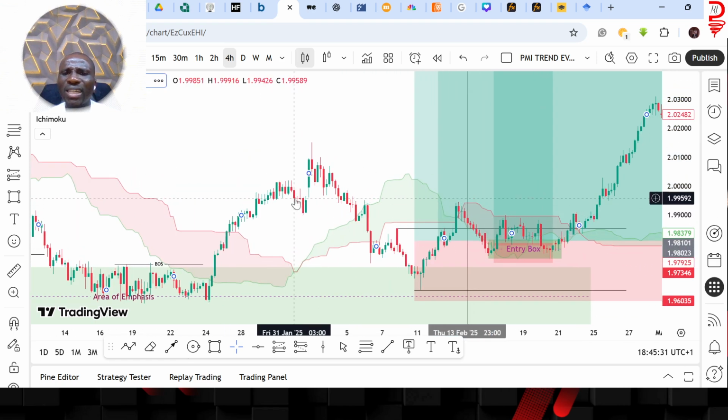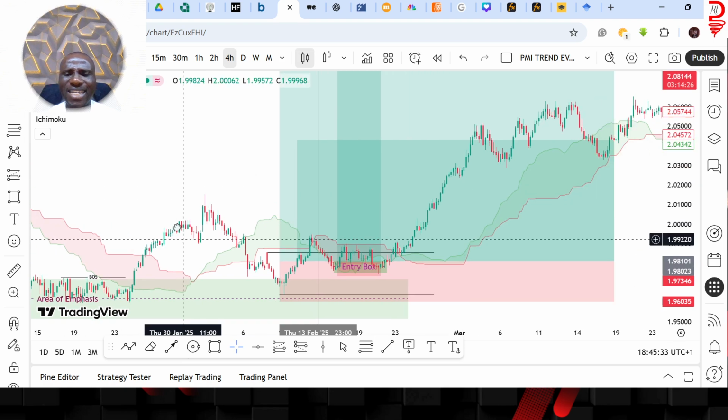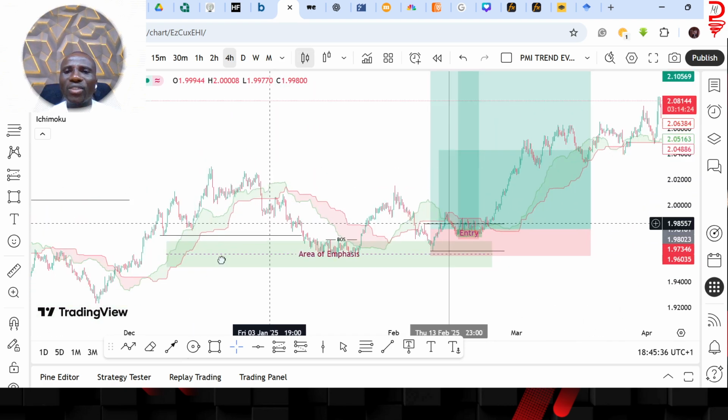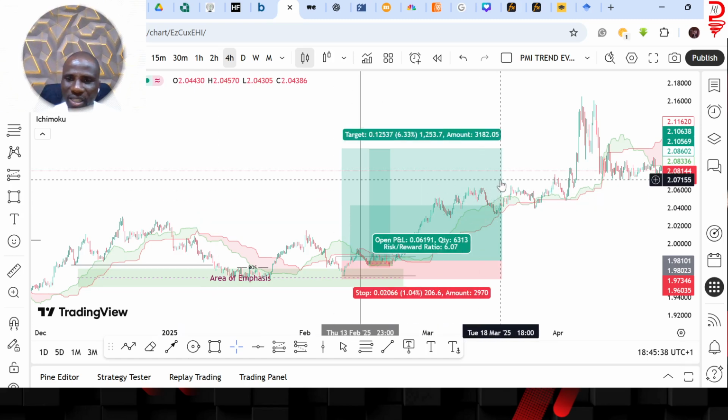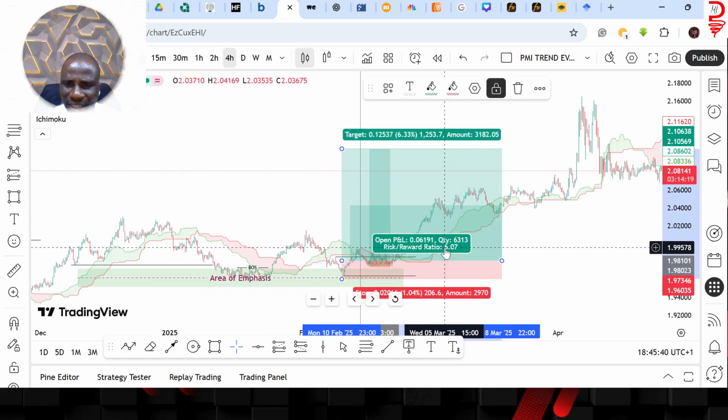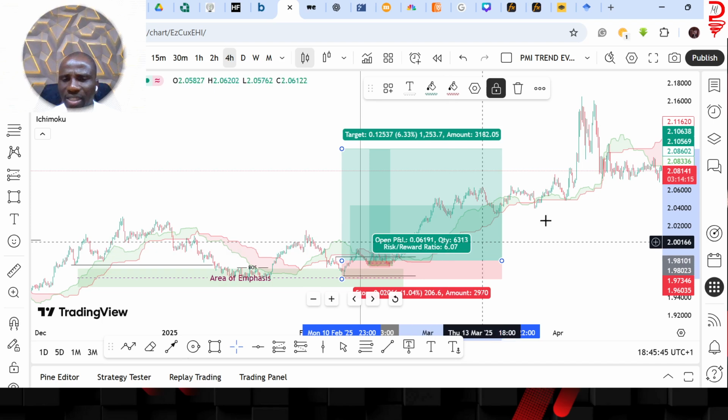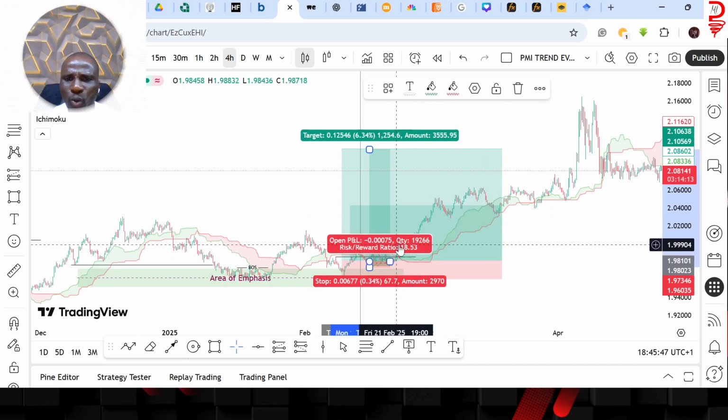And this is how you take ratio 1 to 18. Instead of taking ratio 1 to 6, you will see this is for daily. This is ratio 1 to 6. The risk to reward ratio 1 to 6. For 4 hours now is 1 to 18.